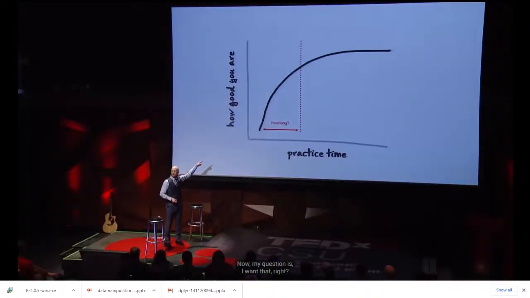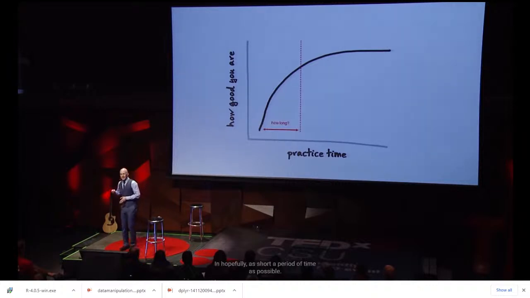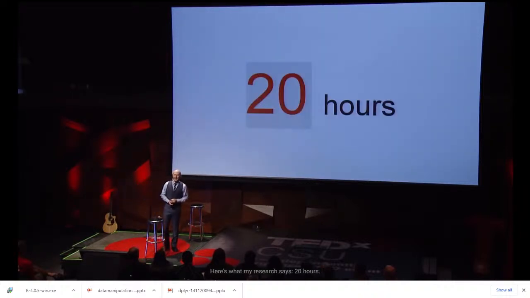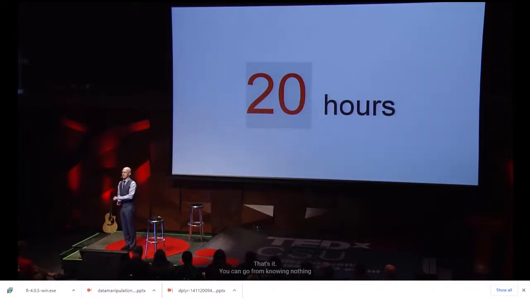Now, my question is, I want that, right? How long does it take from starting something and being grossly incompetent and knowing it to being reasonably good in, hopefully, as short a period of time as possible? So, how long does that take? Here's what my research says. 20 hours. That's it. You can go from knowing nothing about any skill that you can think of. Want to learn a language? Want to learn how to draw? Want to learn how to juggle flaming chainsaws?